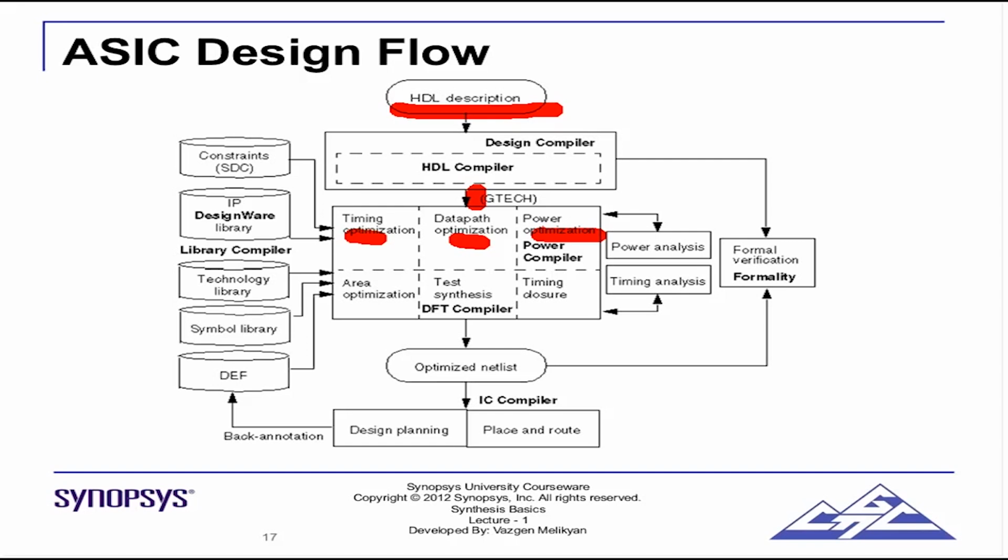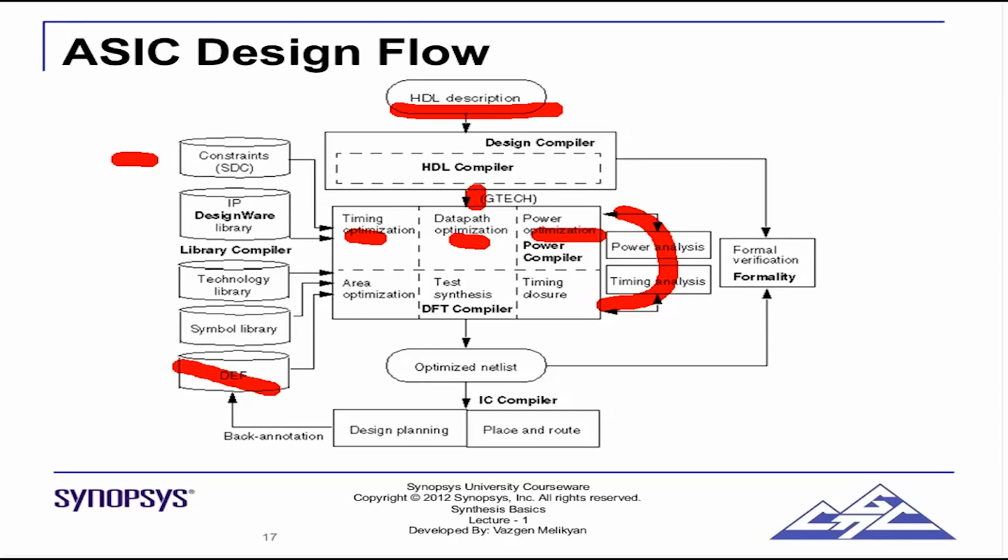This loop actually shows that this process is iterative, in the sense that if you do not meet your power or timing or area goals, you go back. You either go back to RTL, or you go back to your set of goals. You reset, you change the goals, you modify them, and you make sure that this whole process is passing. The input to this process is constraints. The file format is called SDC. You'll see this. Then the DesignWare library, we will see what DesignWare means. Technology library, symbol library, and so on.